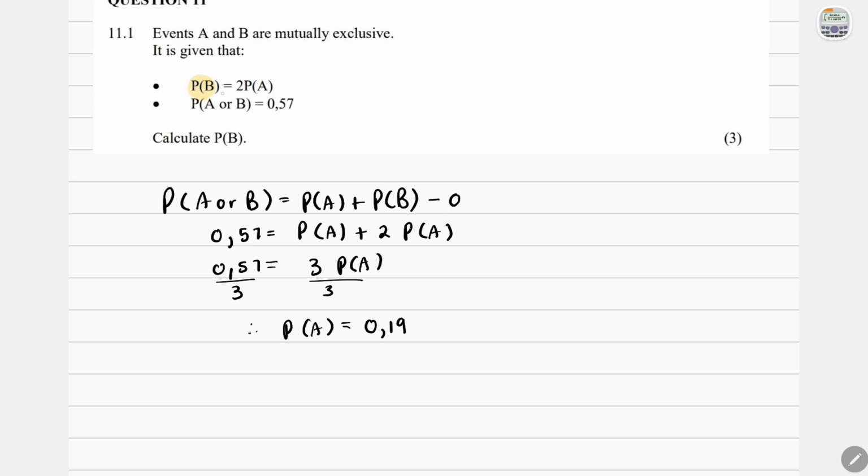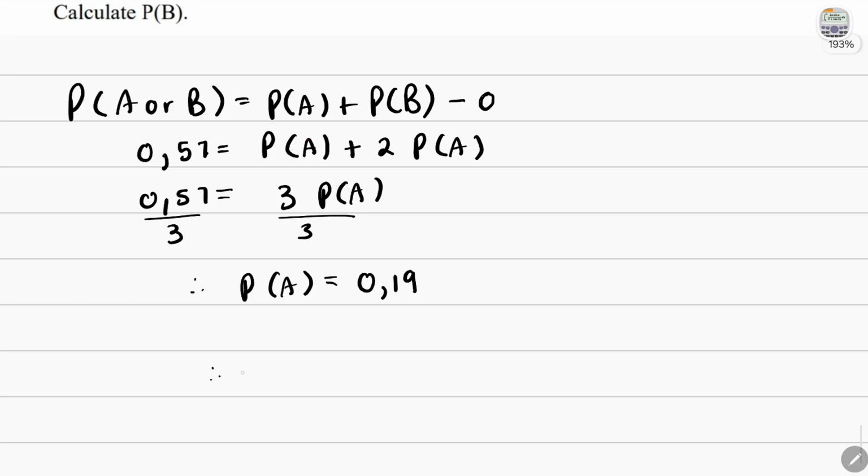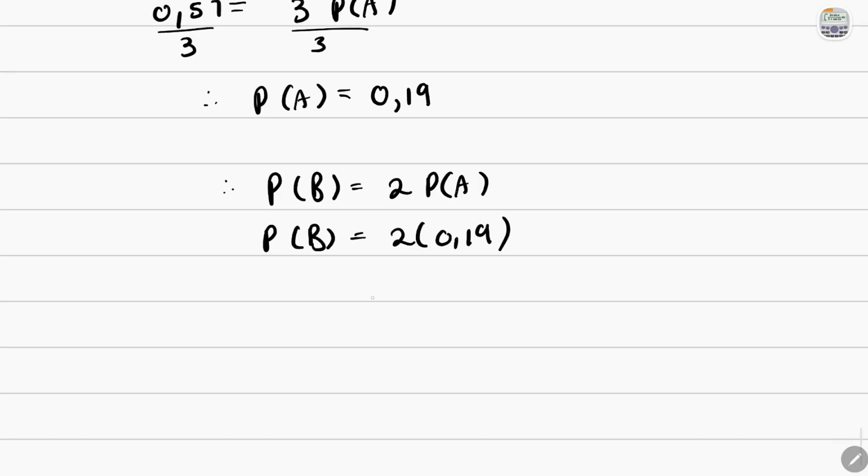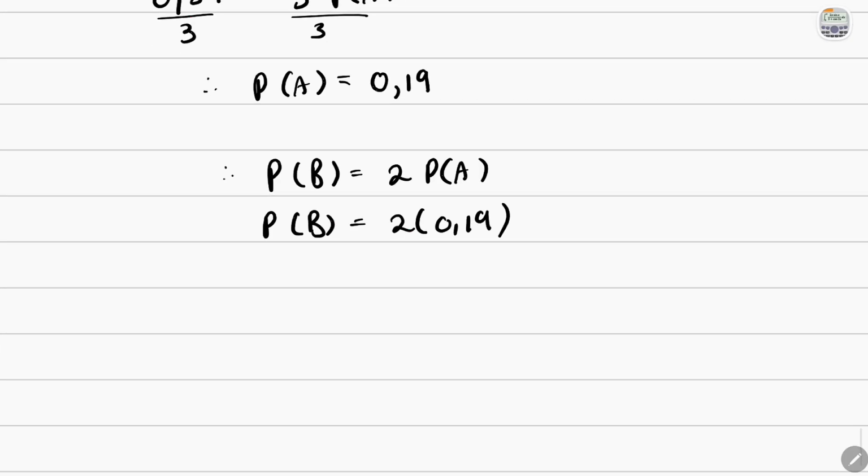You see how they told us the probability of B is 2 times the probability of A. And that's how we'll find that. So probability of B equals 2 times probability of A. So it's just 2 times 0.19. That is like 2 times 20, which is 40, and then minus 2. So this will finally be equal to 0.38, and that is our answer.